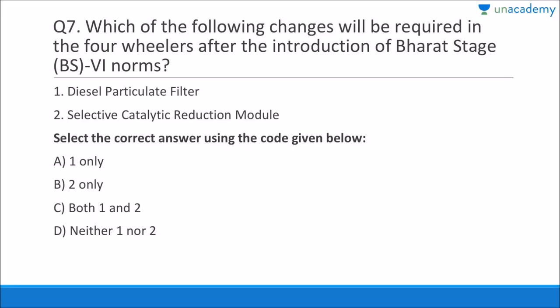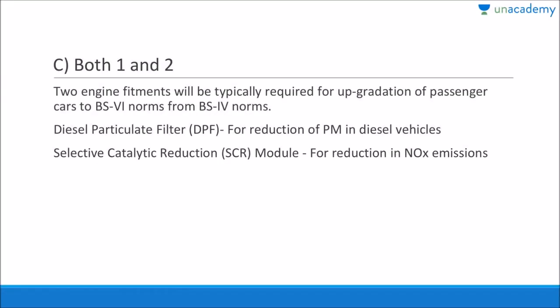Question number 7. Which of the following changes will be required in the four-wheelers after the introduction of Bharat Stage 6 norms? So diesel particulate filter, that is correct. Selective catalytic reduction module, so that is also correct. Answer is C, both 1 and 2.